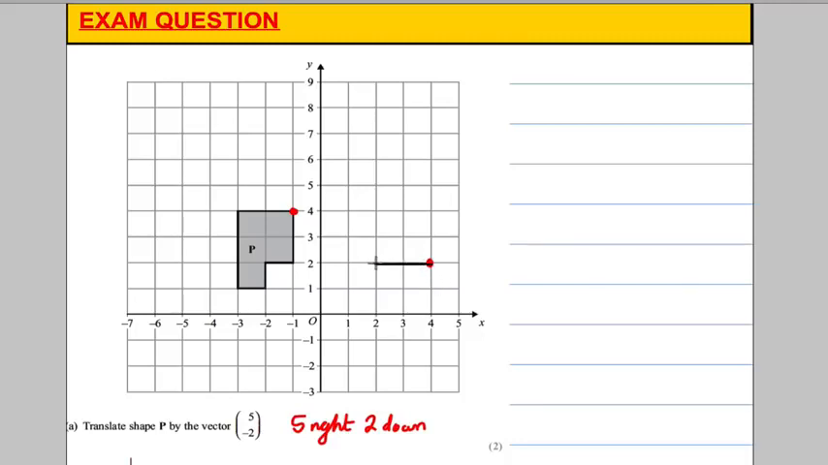I know it's 2 across the top. I know it's 3 down the bottom. I know it's got a little indent here, and it would look something like that.